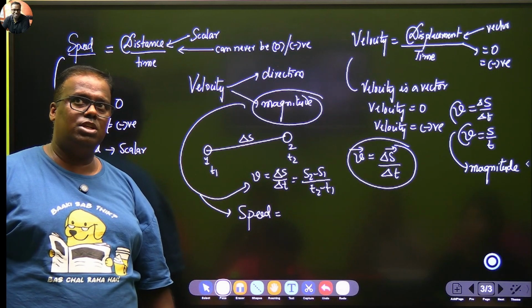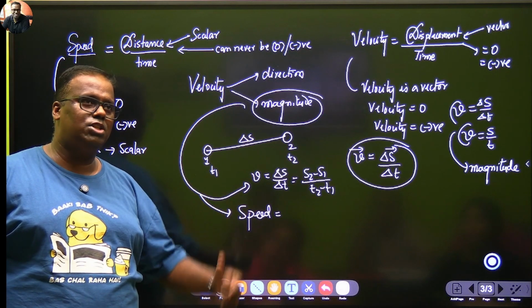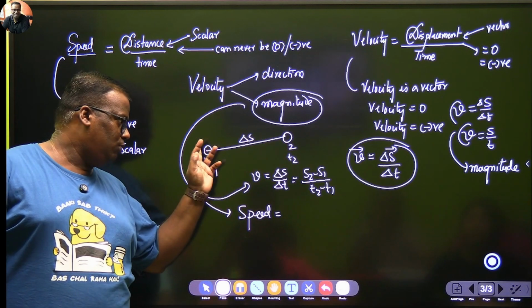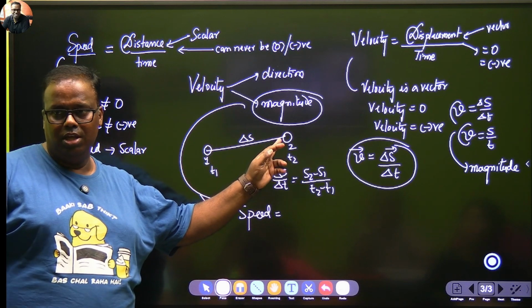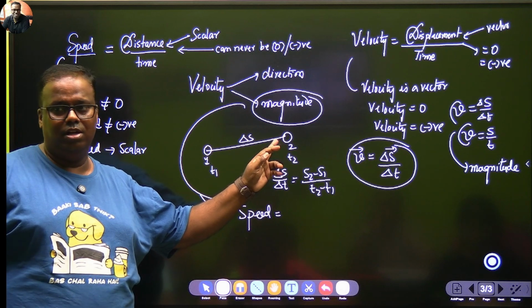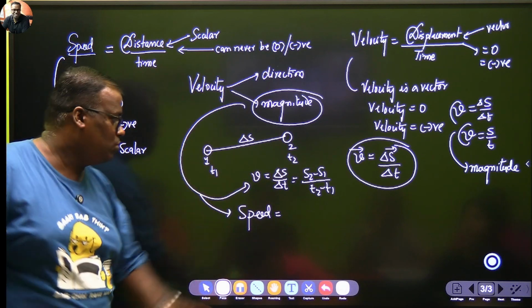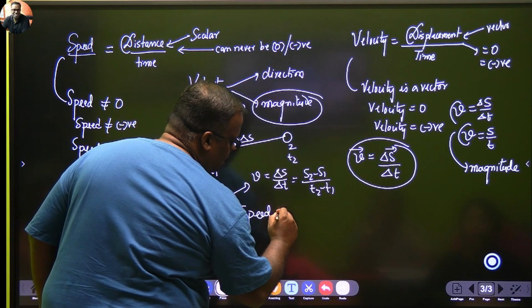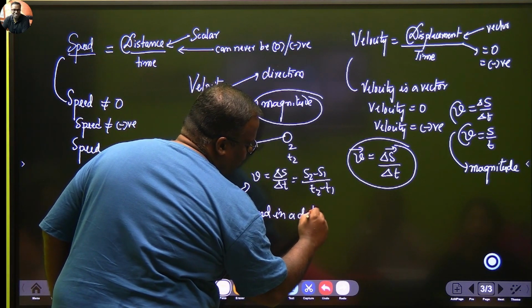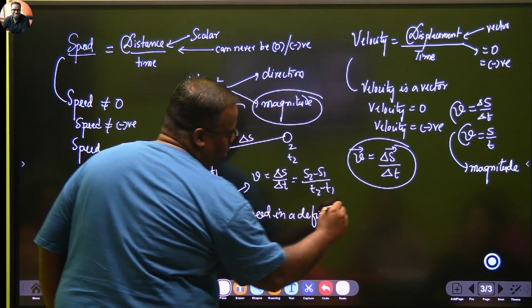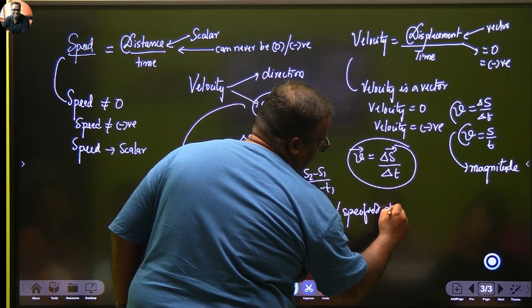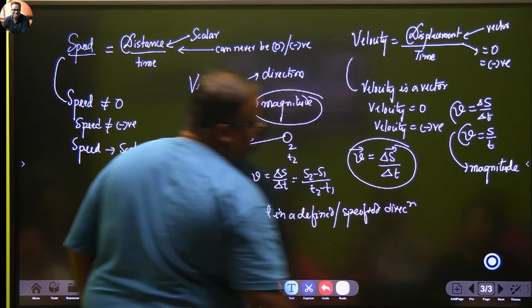That means we should say, how do we write shortest distance in another way? Where did you want to reach? If you want to reach from here to here in the shortest way, can there be 3-4 ways? Never. There can be only one way. So I write that the magnitude of velocity is speed in a defined or specified direction. This is a big statement.